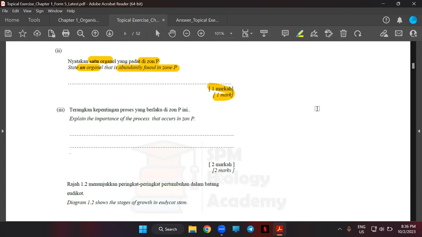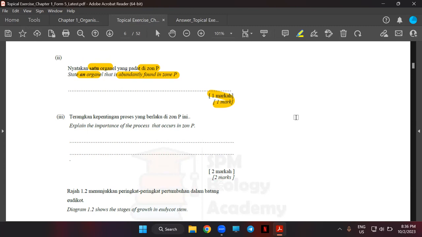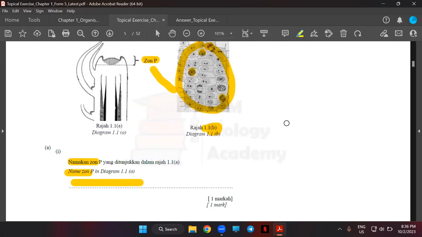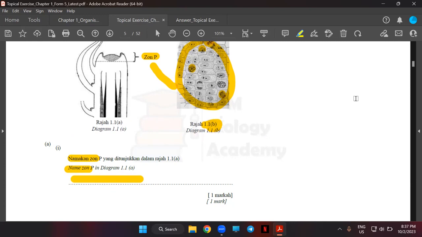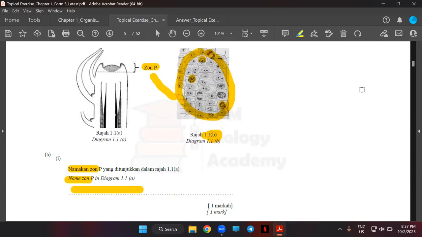So, nyatakan satu organelle yang padat di zone P. State an organelle that is abundantly found in zone P. Abundant means banyak, many, a lot. Jadi, kita tahu zone P ialah zone of cell division yang terdiri daripada meristem, apical meristem cells. Dan kita pernah belajar semasa chapter 6 form 4 bahawa mitosis requires energy. Yes or no, class? Does mitosis require energy?